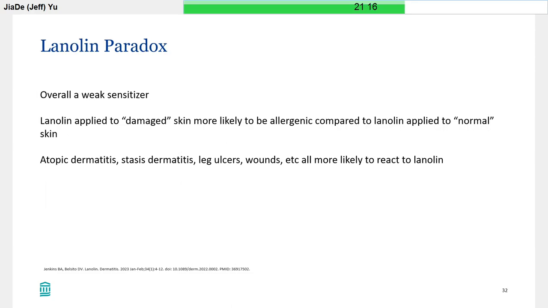Lanolin is a kind of unique allergen in that overall it's a weak sensitizer. When you apply lanolin to damaged skin, such as atopic dermatitis, it can react, versus when you apply it to normal skin, it tends to not lead to a reaction. Other conditions, such as stasis dermatitis, leg ulcers, and wounds, are more likely to cause reactions to lanolin. So we have to be careful using this in our patients with AD.